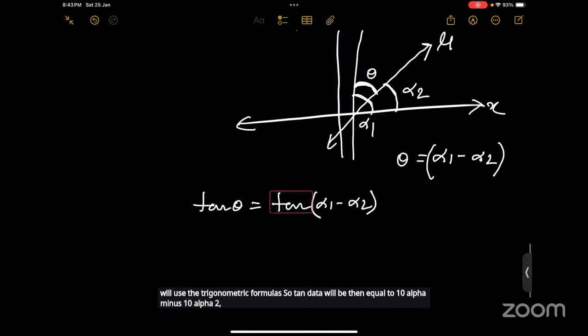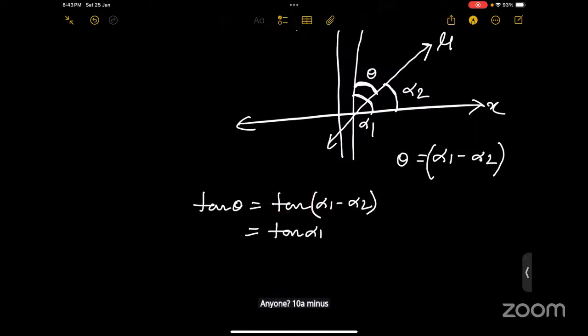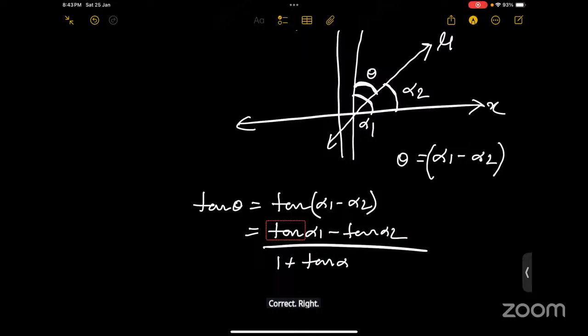And what is the formula of tan (A minus B)? Anyone? Tan A minus B formula? It's tan A minus tan B divided by 1 plus tan A tan B. Correct. This is the formula, right?